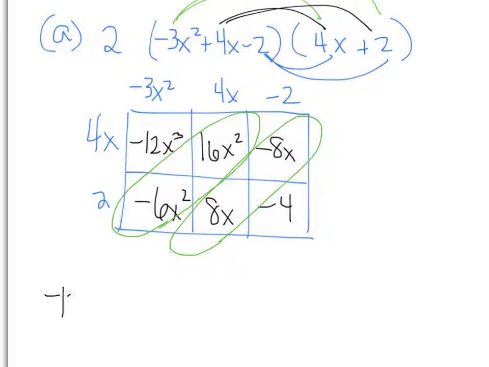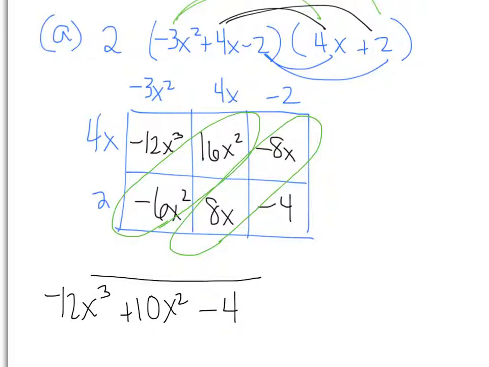So we've got negative 12x cubed. How many x squareds do we have? We have 10. 10x squareds. Because we have 16 minus 6, really. How many x's do we have? 0. None. So there's right minus 4. Now, this is my intermediate answer.